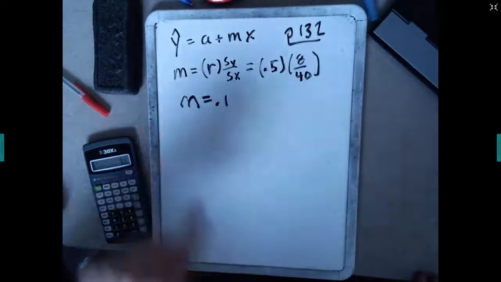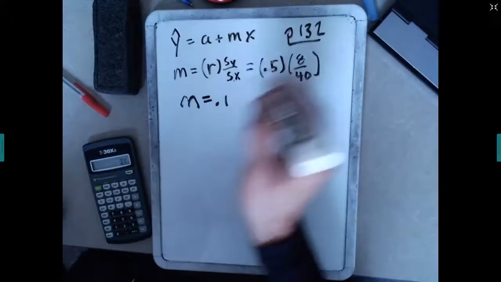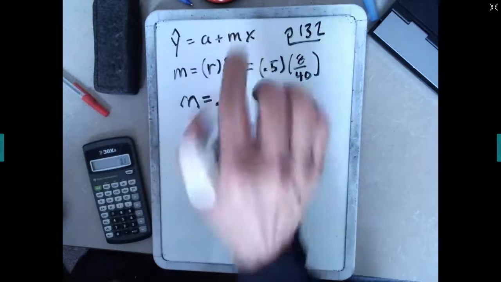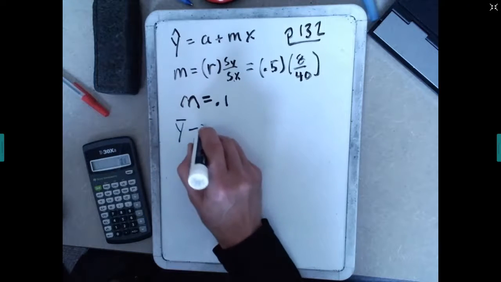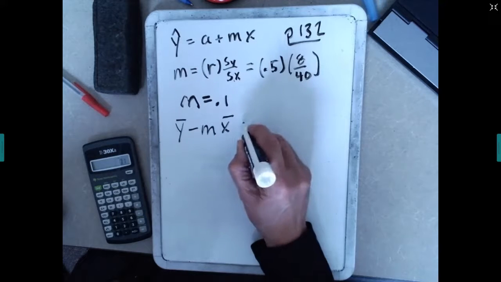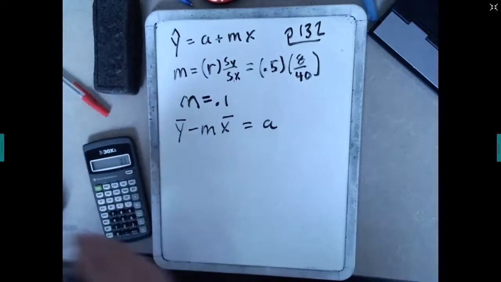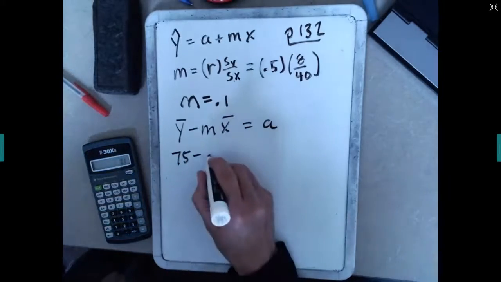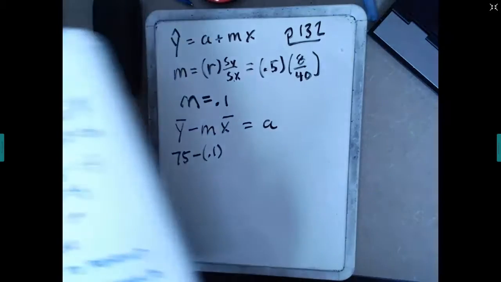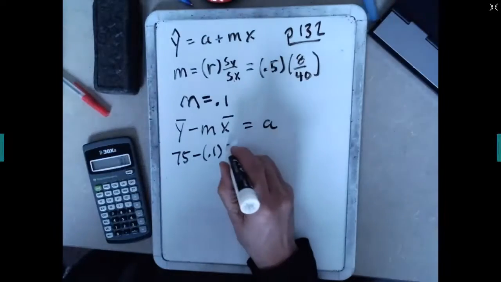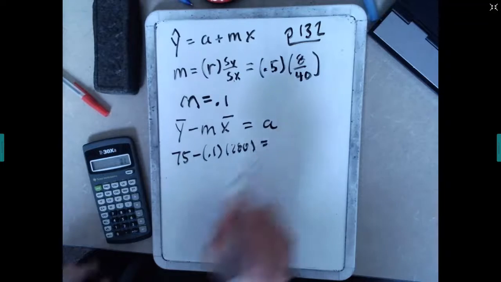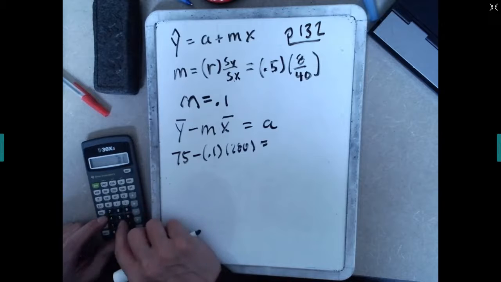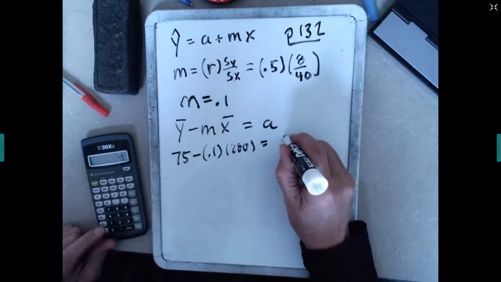Now the next thing we need to do is figure out what this a is. Well, the way to figure out the a is if you input y bar for y hat and x bar for x hat, you get y bar minus m x bar. It will be your a. Well, the y bar is 75. The slope was 0.1 that we just calculated, and the x bar is 280. And we get 75 minus 0.1 times 280, and we get 47.